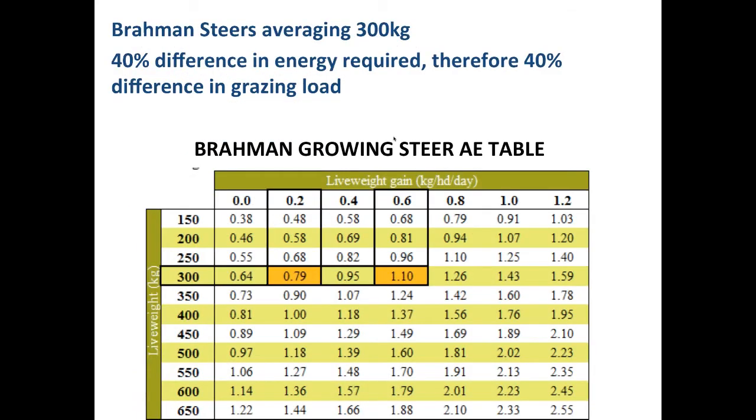So if we go to the tables, we'll get to these tables later on, I just want to show this now. This is from the Bos Indicus table. And we look here for that 300 kilo animal at 0.2 kilos live weight gain, it's 0.79 AE. Whereas at 0.6, it's 1.1 AE. So there's a 40% difference in the energy required by those animals, and therefore a 40% difference in grazing load of those animals, which is a fairly significant factor when we're looking at AEs, which are a tool for grazing loads.